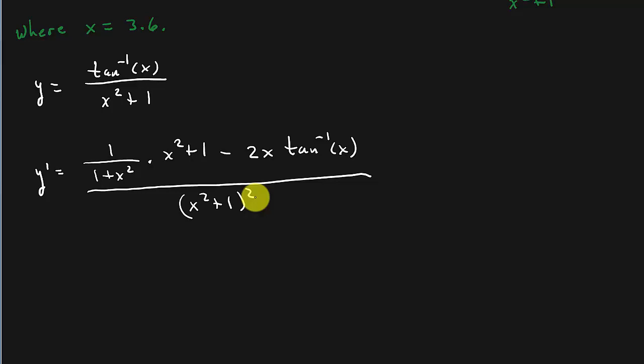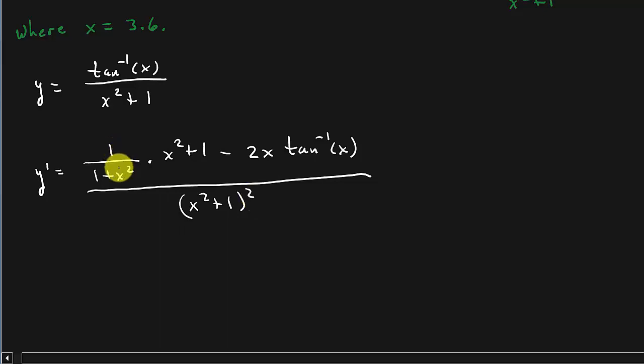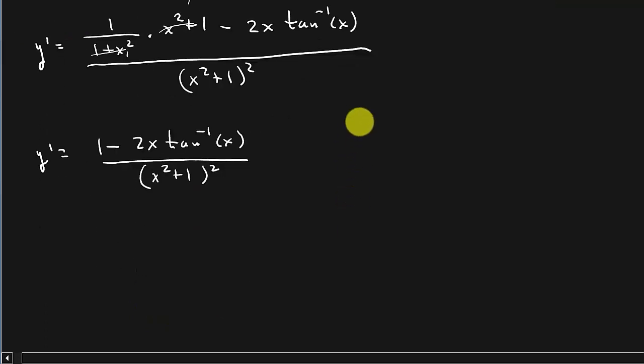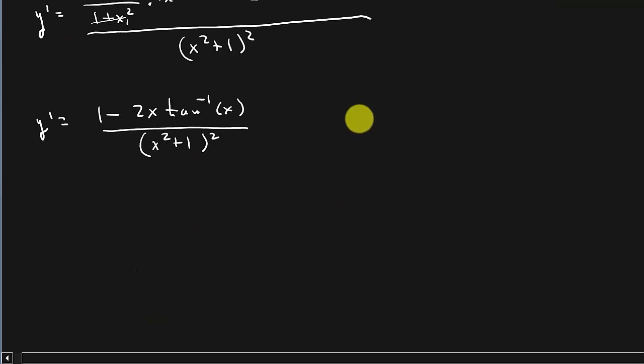All right, so let's see. Well, if you look at this, that cancels out. And so we're left with y prime is equal to 1 minus 2x times inverse tan x over x squared plus 1 squared. And so there's your derivative. Now we just have to plug in the 3.6.